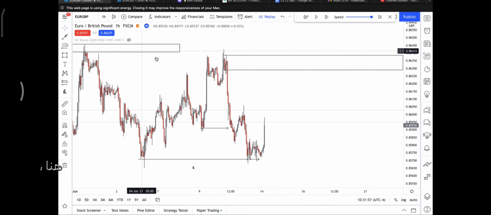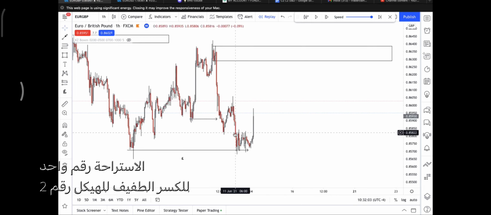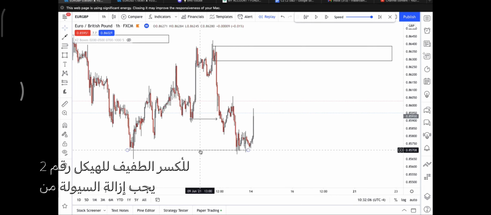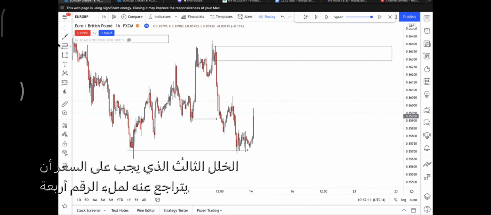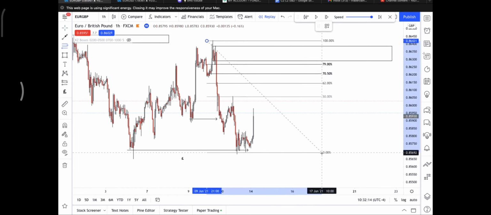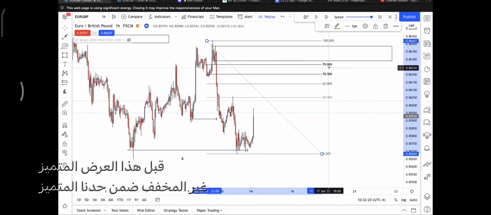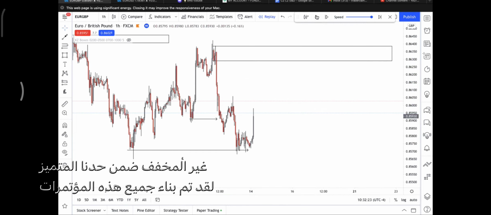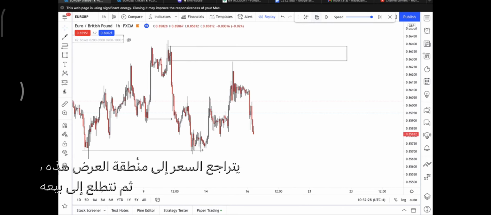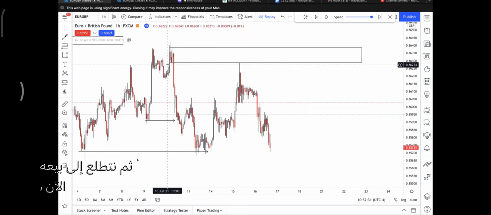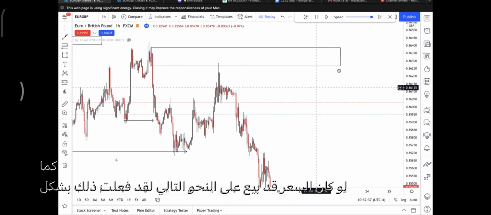right? So let's go over our confluences again. Number one, break of structure, minor break of structure. Number two, liquidity needs to be taken out. Number three, imbalance that price has to pull back to fill in. Number four, this premium supply, unmitigated within our premium level. All of these confluences have been built up. Now we wait for price to pull back to that area of supply, and then we'd look to sell it off. Now, entry would have been off the wick, just like so, and price would have sold off as it did, right?